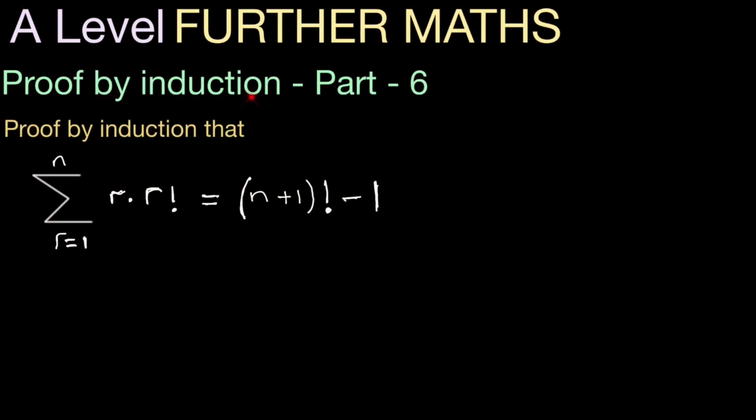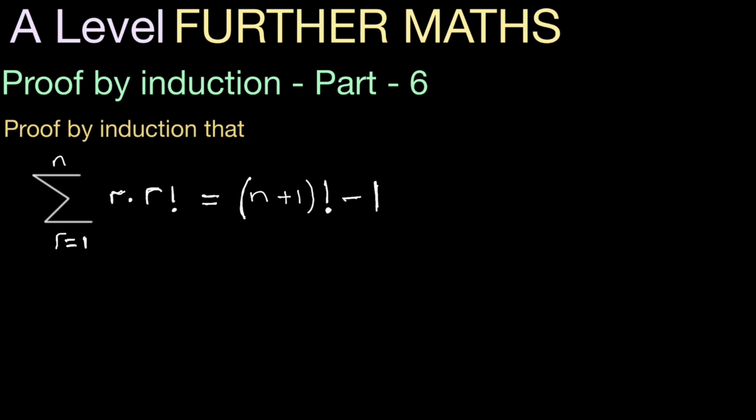Proof by induction, part 6. Proof by induction that the sum of r times (that dot means times) r factorial equals (n plus 1) factorial minus 1, where r starts from 1 all the way to n.